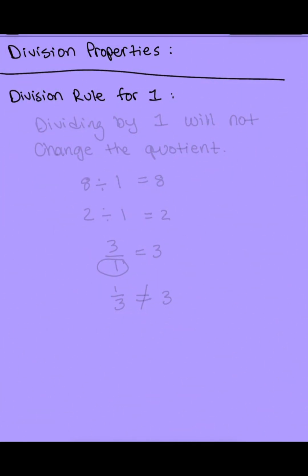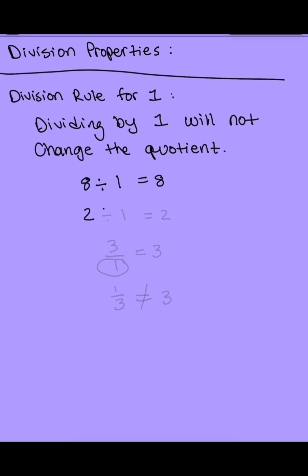Now let's look at some division properties. The division rule for 1 states that dividing by 1 will not change the quotient. Remember, the quotient is what you call the result of dividing two numbers. So if I had 8 divided by 1, I'm still going to get 8. If I had 2 divided by 1, I'm still going to get 2.